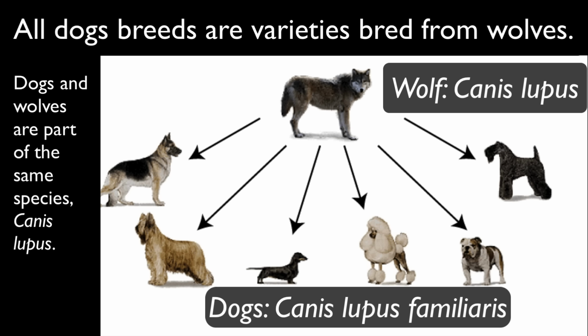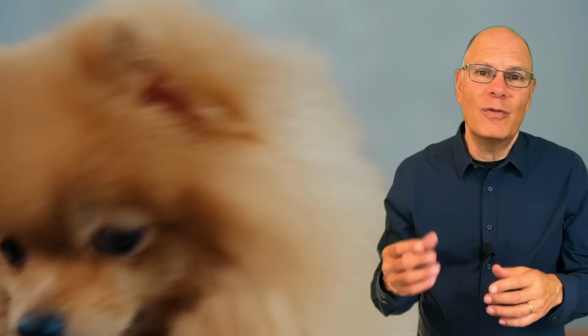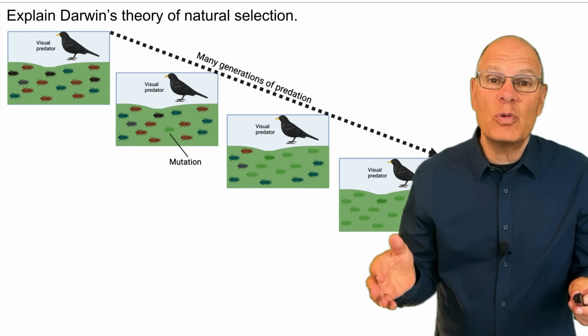The same is also true of dogs. Dogs and wolves are all members of the same species, Canis lupus. And all the breeds, varieties of dogs, the German Shepherds and the Schnauzers and the Dachshunds, are all varieties that have been bred for specific human purposes: for protection, for hunting, or for just looking cute and being really cuddly. So how does natural selection work?